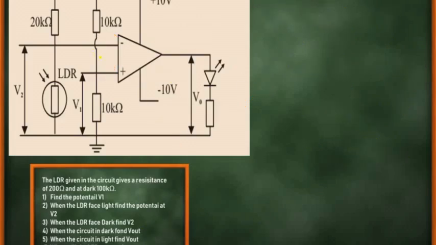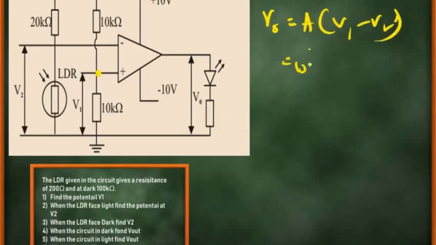Right. When the circuit in light, right, when it phase light, now we know same equation, V out equals A into V1 minus V2. That of course you know. A we assume 10 to the power 3, V1 5, and V2 of course at light. I hope you remember.